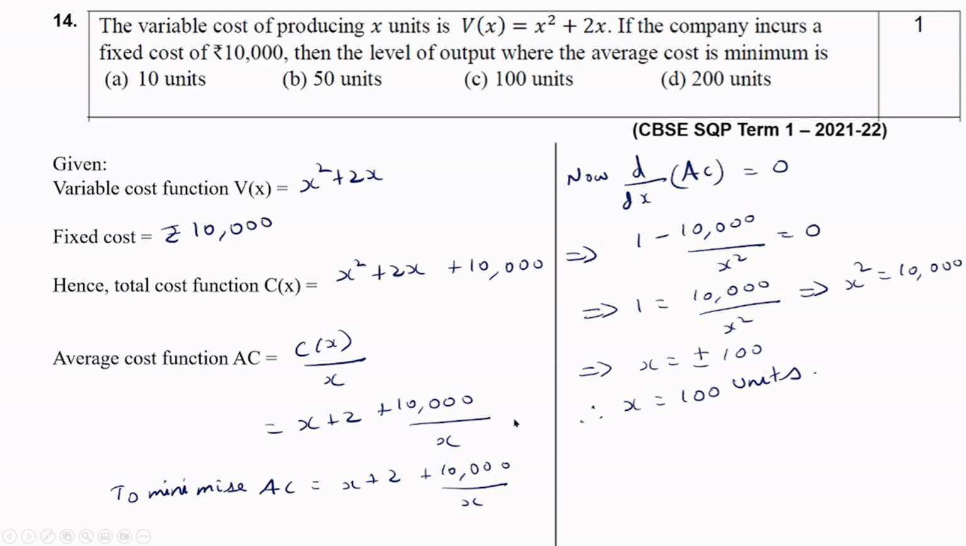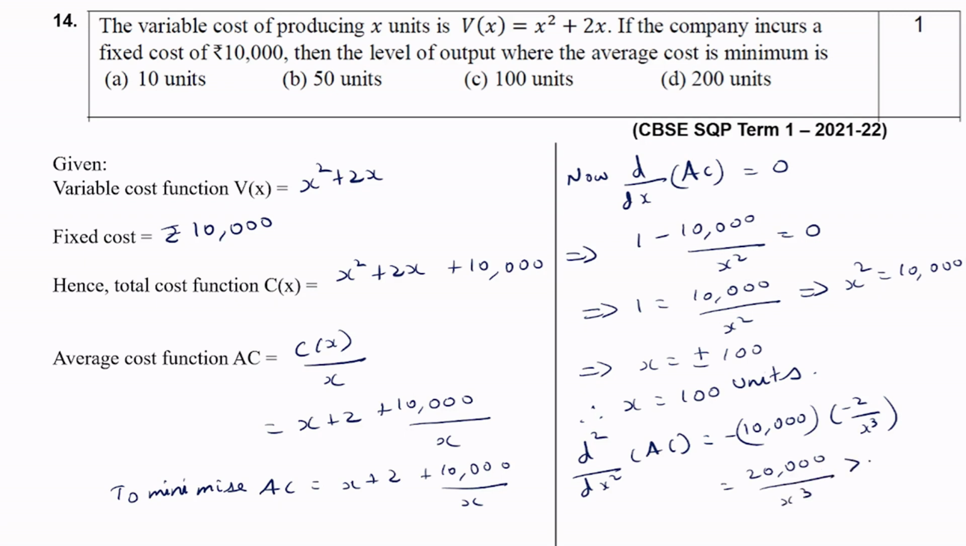And now we have to use the second derivative test. So d square by dx square of the average cost. That is, we have to find the derivative of this. So it is minus 10,000 into minus 2 by x cube. So this is 20,000 by x cube. This is greater than 0 when x equal to 100. Therefore, the level of output where the average cost is minimum is 100 units. So the correct option is option C.